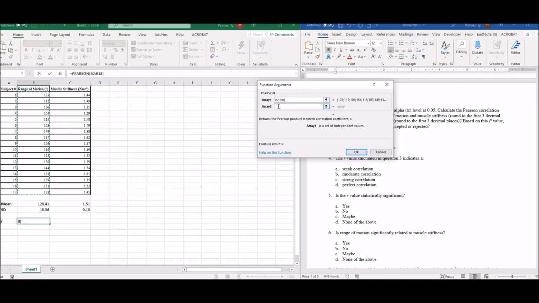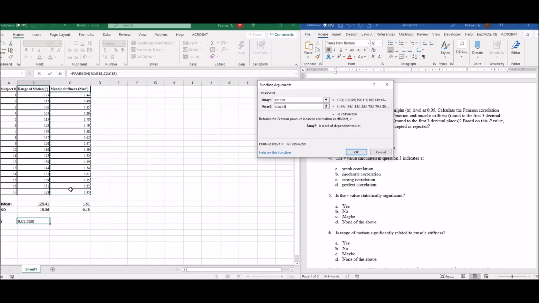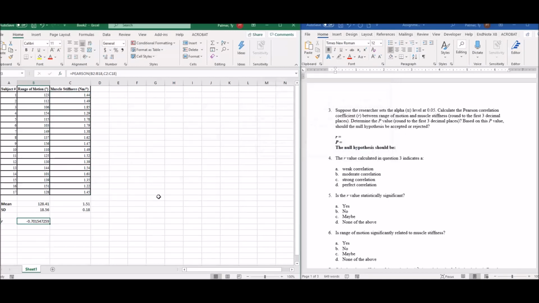Okay, now that I've done that, I'm going to click on array 2. Array 2 is for variable 2. In this case, variable 2 is muscle stiffness. In order to determine the array for muscle stiffness, again, just click and hold and highlight all the data points for muscle stiffness. Now that we've done that, we're ready to go. Click OK. And then that calculates the Pearson R correlation coefficient in our cell that we selected.